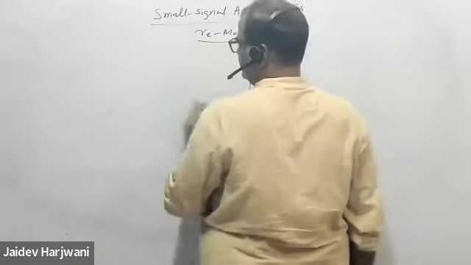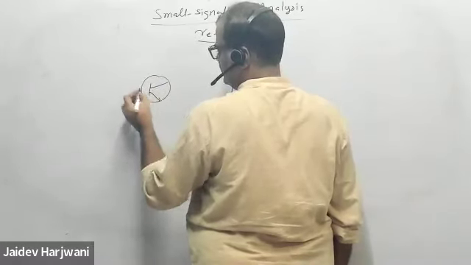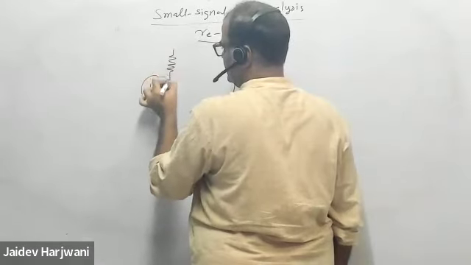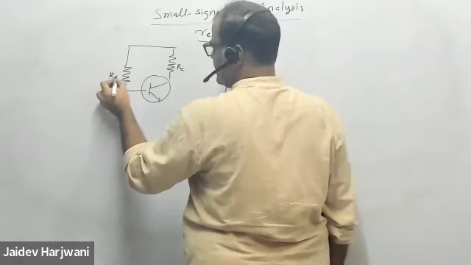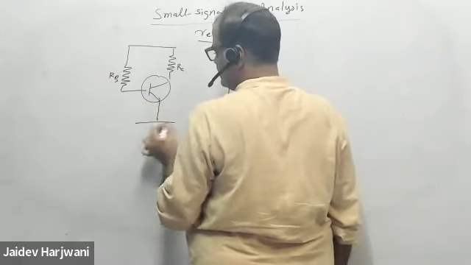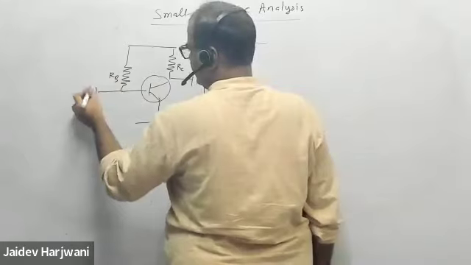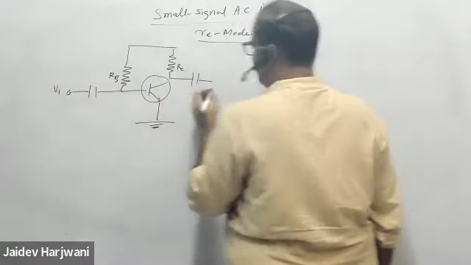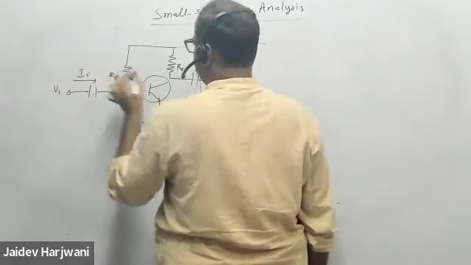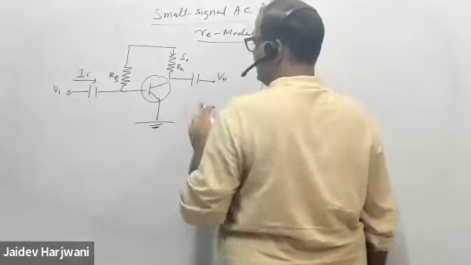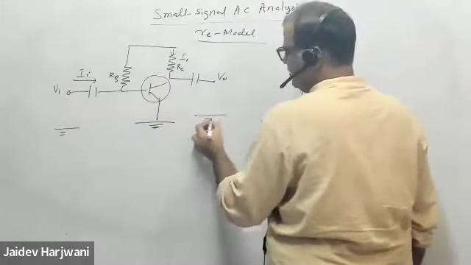So you have a transistor with fixed bias, RC, RB, and here you have a ground. Here you have a capacitor, and here another capacitor. Here you want to apply input, and here you want to take output. Input current is coming here, output current is coming here. You're applying V input here, and measuring V naught here.